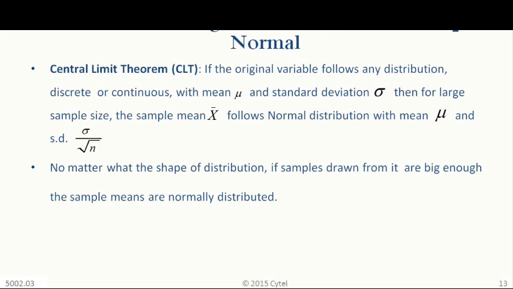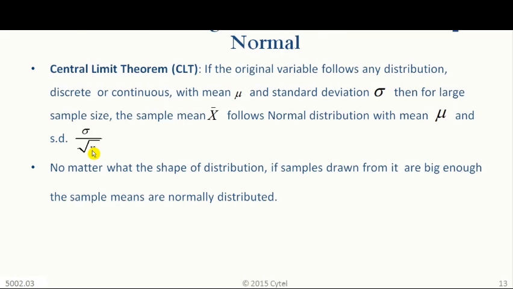There is one more point besides that it is occurring in nature all the time. There is a famous central limit theorem in statistics which states that if the original variable follows any distribution, discrete or continuous, with mean mu and standard deviation sigma, then for large sample size, the sample mean x bar follows a normal distribution with the same mean mu and standard deviation sigma upon root n, where n is the sample size you are looking at.